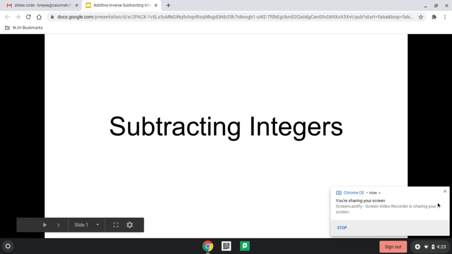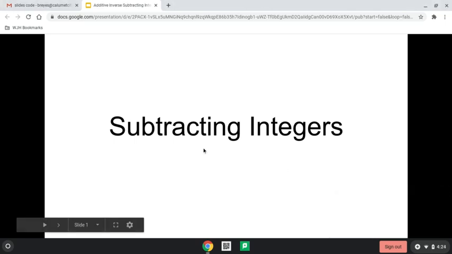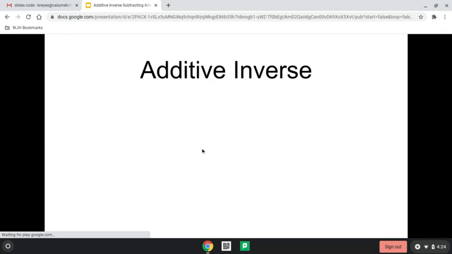Okay, subtracting integers. This is our big next step in dealing with negative numbers. Integers are all positive and negative numbers. So we've added them. We're going to learn to subtract them today.